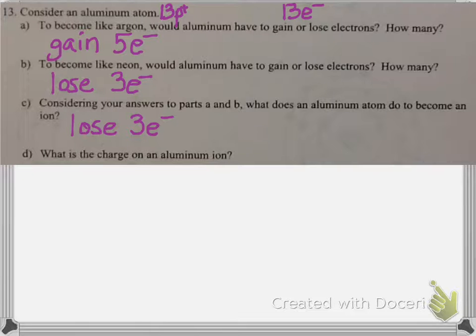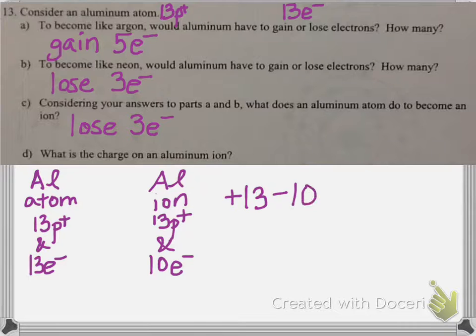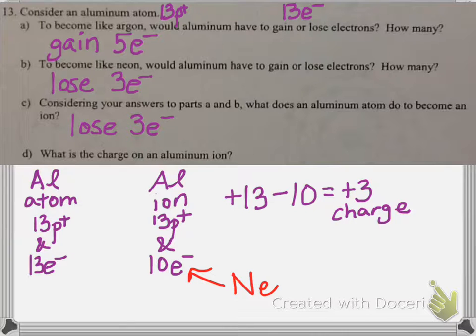What is the charge of an aluminum ion? So aluminum as an atom has 13 protons and 13 electrons. Aluminum as an ion still has to have 13 protons to make it aluminum, but we said it's going to lose 3 electrons. So now it's going to have 10 electrons. So positive 13 minus 10 gives me a charge of plus 3. And again, remember, 10 electrons like neon. So aluminum becomes like neon.